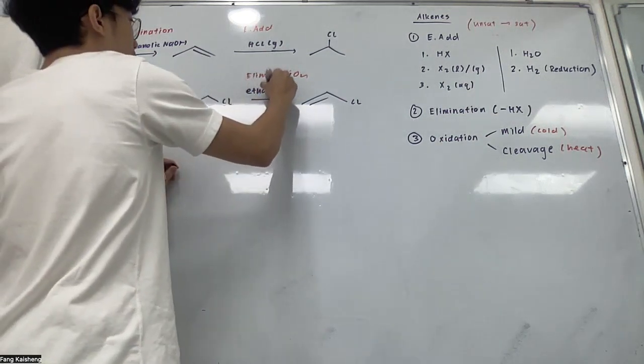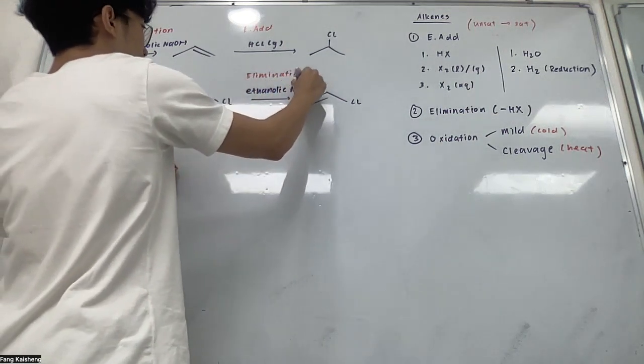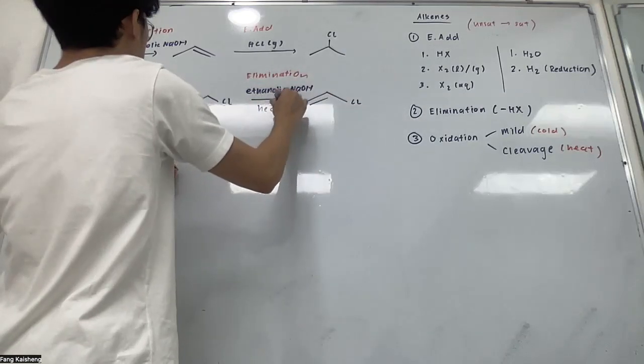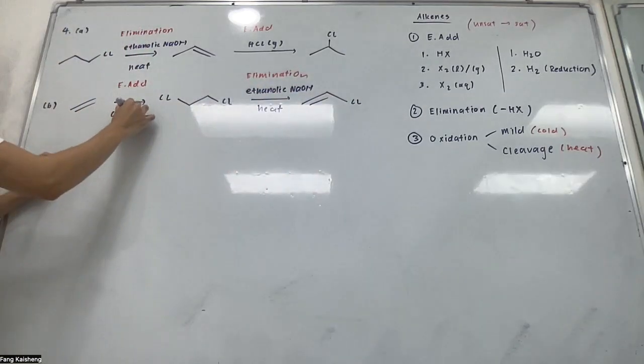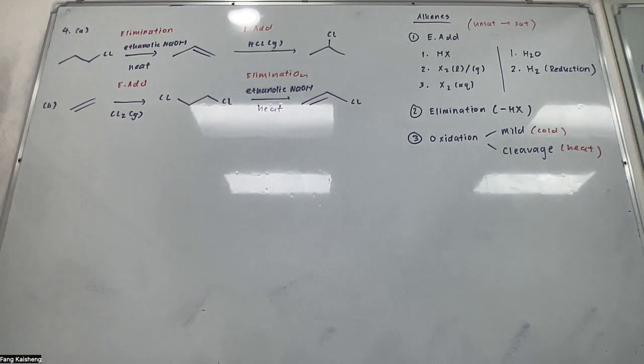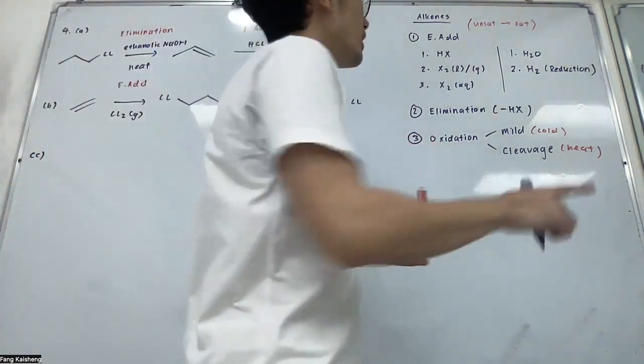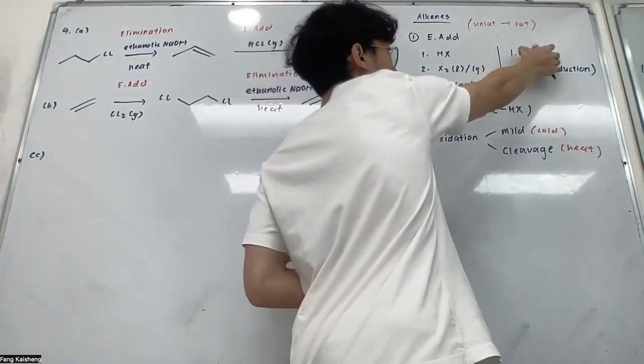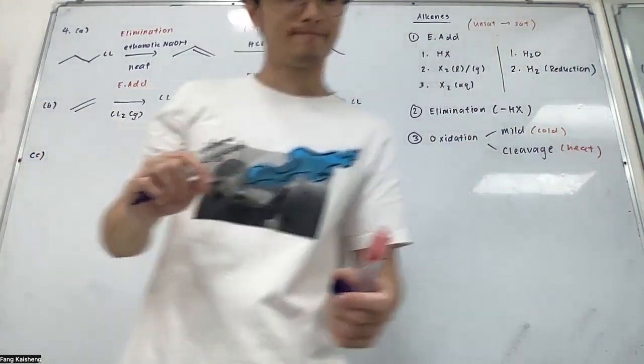Ethanolic NaOH. The more you write this, the more you start to memorize. Now Cl2 gas is added at room temperature. If you don't write room temperature, it's fine. You just leave it there. If you're scared, you want to write, go ahead. Yes, correct. Of course, the one I talked about just now, we add water.